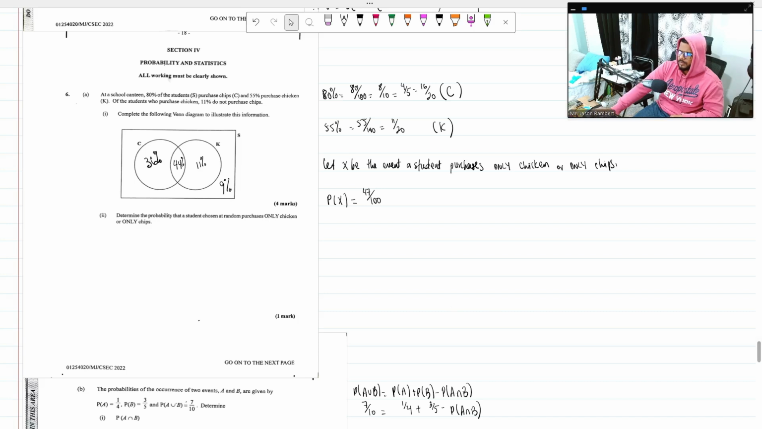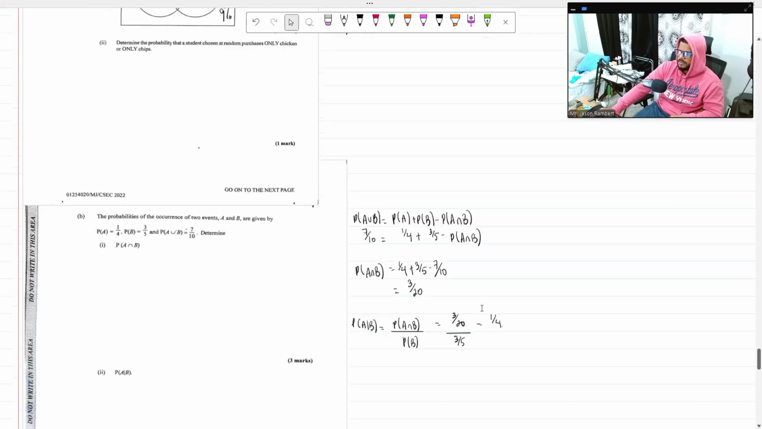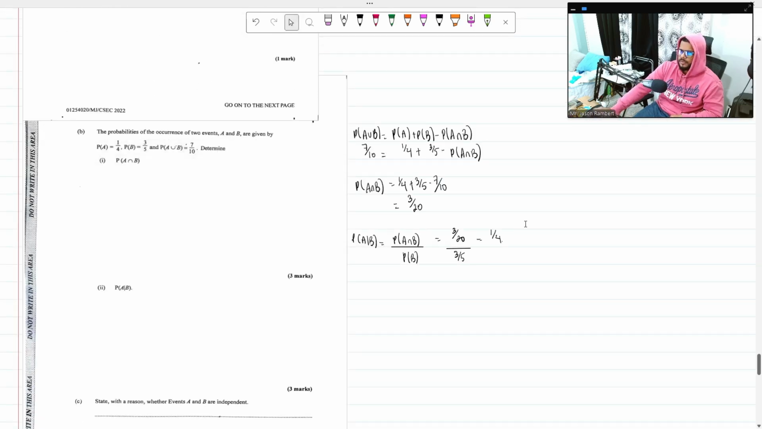I'll check something here, right? No, these are two separate things. I mean, I could have drawn a Venn diagram for this too, you know. But I could use De Morgan's laws as well.